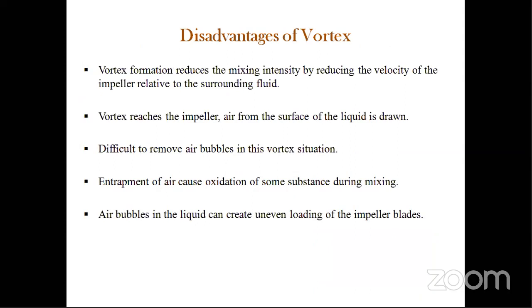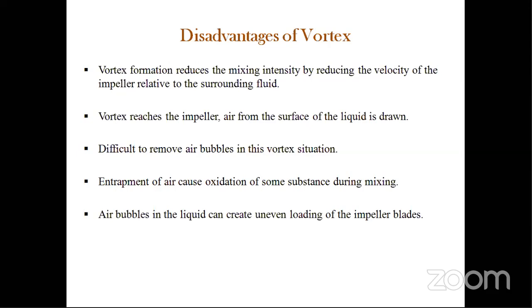Now come to the disadvantages of the vortex. When a vortex forms in the liquid mixing process, it reduces the mixing intensity by reducing the velocity of the impeller. When a vortex happens, what happens? Only the central portion is mixed, and the side portions are not mixed uniformly. The vortex forms along the axis of the impeller blade shaft. It reduces the velocity of the impeller relative to the surrounding fluid.